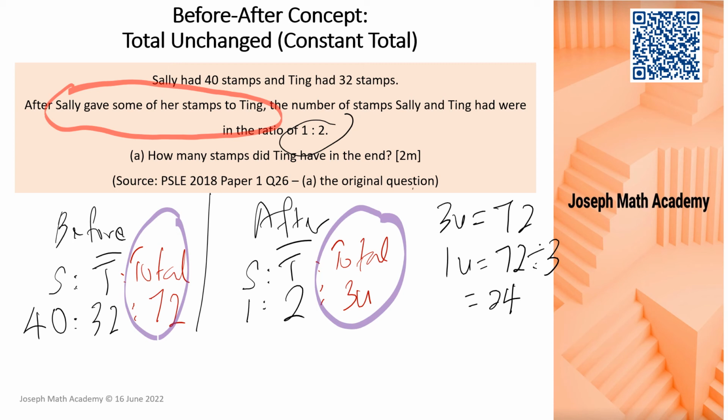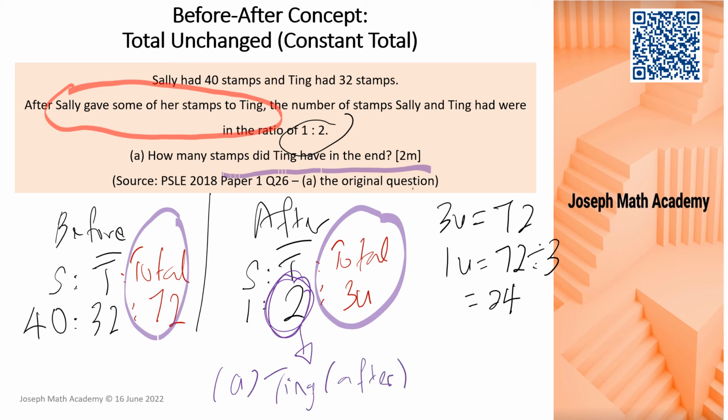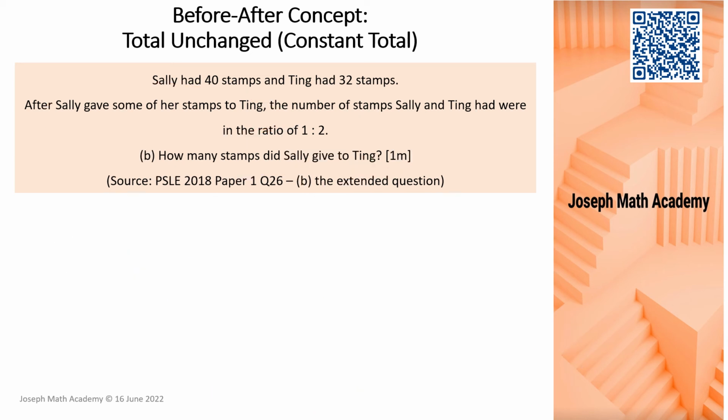Okay, back to question A. Question A asks, how many stamps did Ting have in the end? So in the end, Ting had these two units. So part A, Ting after is 2 units. So 2 units must be 2 times 24 or 24 times 2. That gives us 48. So A is done. Now what about the extended version for part B?